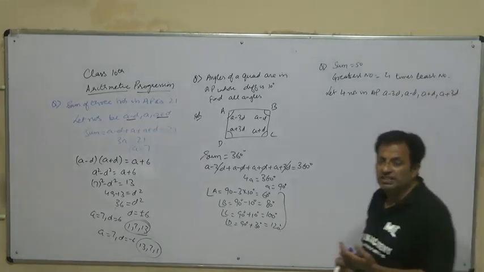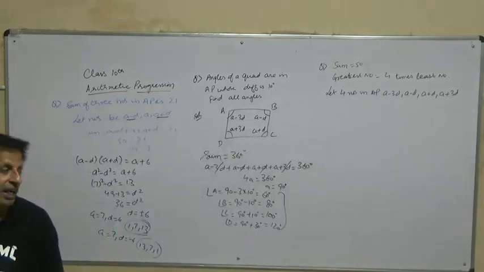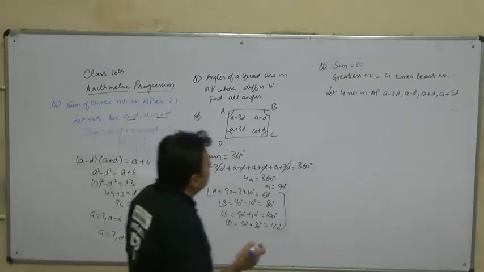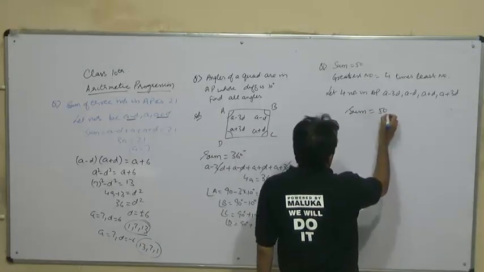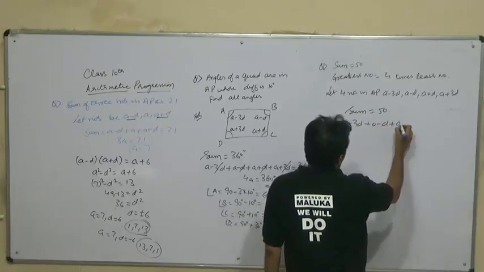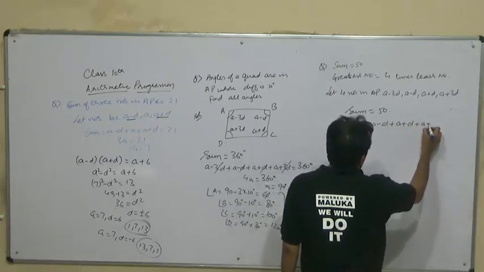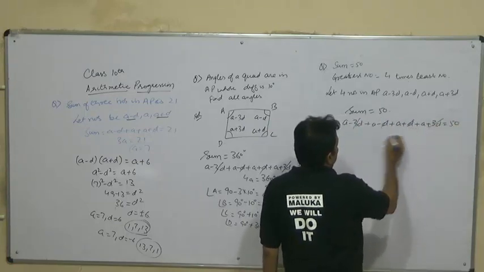So in the same way, we assume as we did before. Now what is given for the sum? Sum is given as 50. So the sum will be equal to 50, which is a minus 3d, a minus d, a plus d, a plus 3d is equal to 50. These two cancel out, this cancels out.